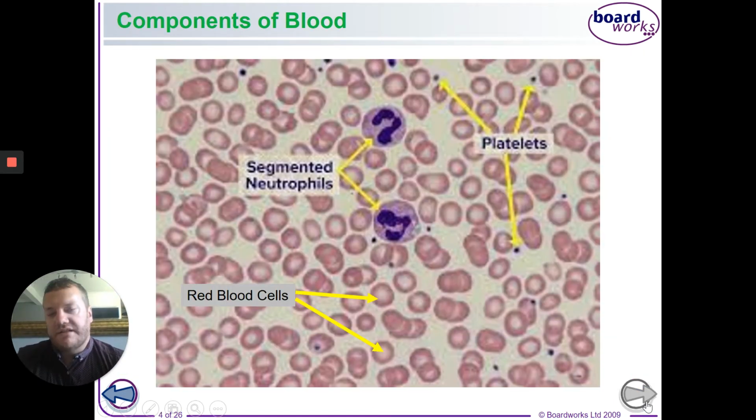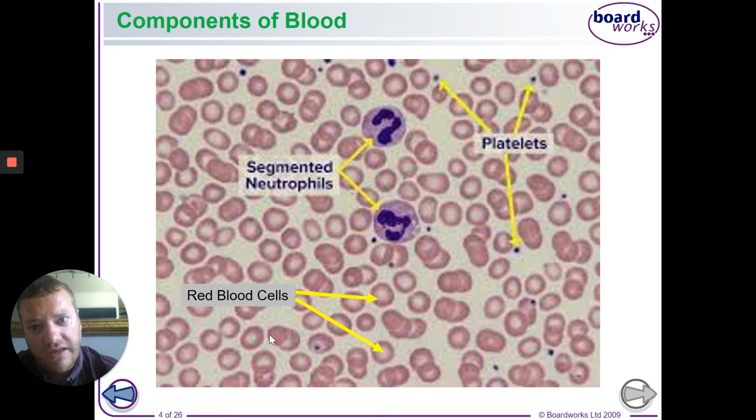So that was a diagrammatic representation on the previous slide. This is actual micrographs, so a photo of what someone sees when they look down a microscope at a drop of blood. Now, the reason I'm showing you this is to give you an idea of the relative numbers of these different components. So you can see lots and lots of these fairly regularly shaped, quite red coloured cells. These are blood cells. You can see by far and away, that's what there are most of in the blood, red blood cells.